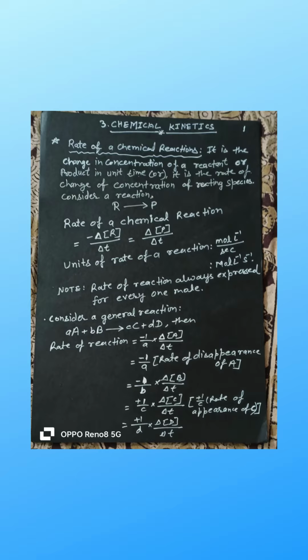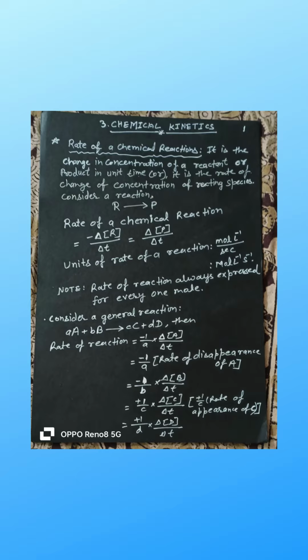Imagine a simple reaction. Reactant R is converting into product P. As the reaction proceeds, the concentration of reactant R keeps decreasing. The concentration of product P keeps increasing. So, we can understand the rate in two ways: through the reactant, how fast it is decreasing; through the product, how fast it is increasing.